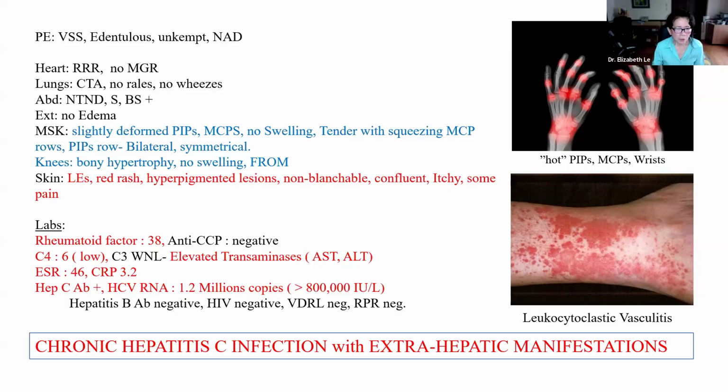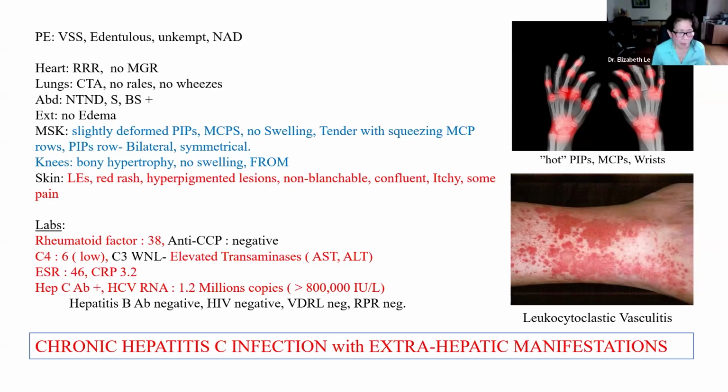And skin, the lower extremity had a red rash, hyperpigmented lesions, non-blanchable, confluent, itchy, and some pain, like this rash. And when you use the word non-blanchable, it means that when you push on it, it doesn't become white. It's still red. It means that this is vasculitis, blood vessels had been broken.